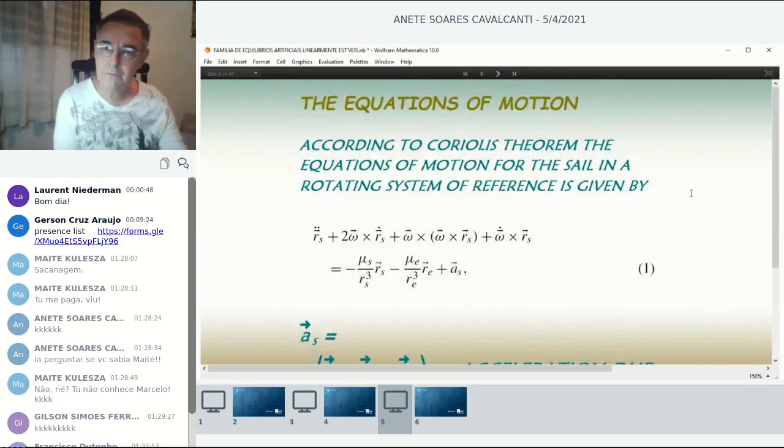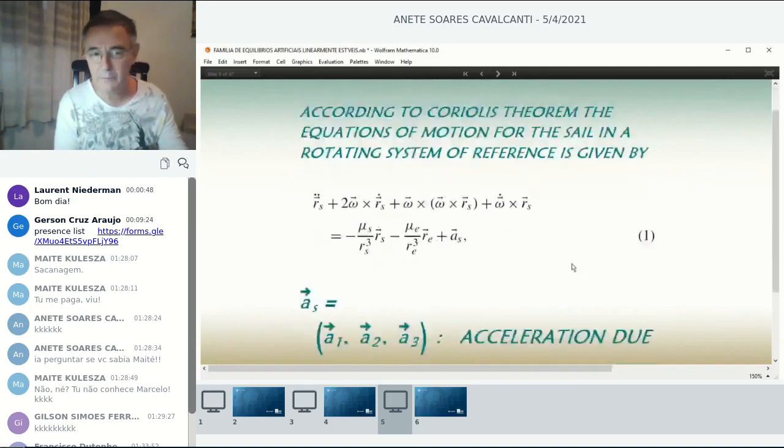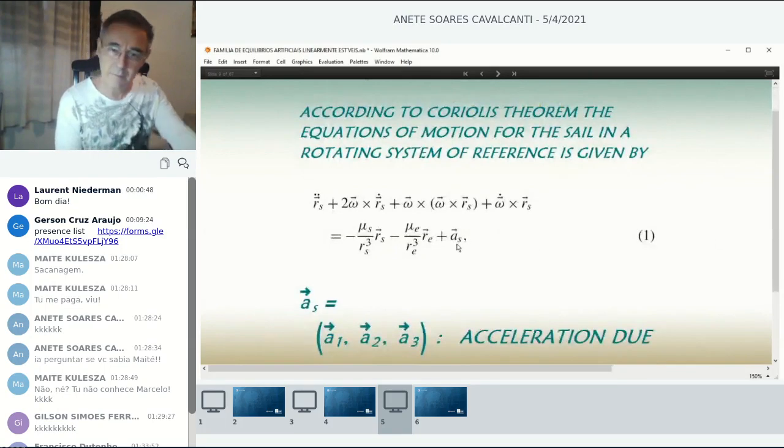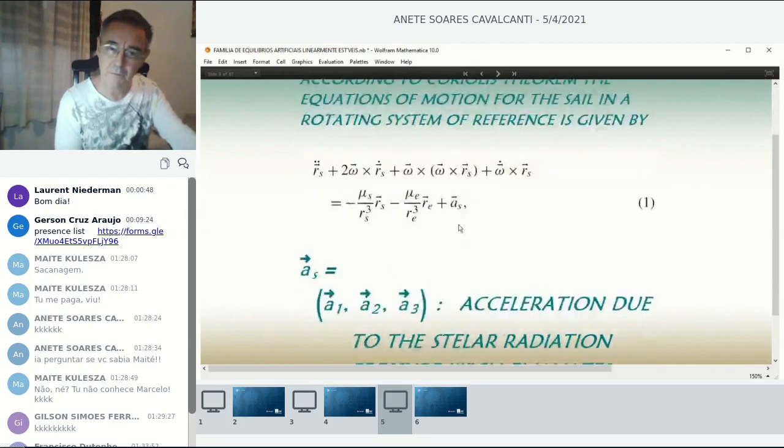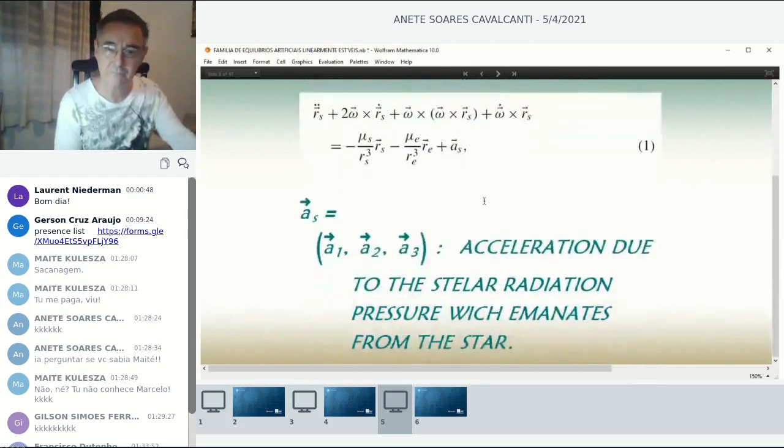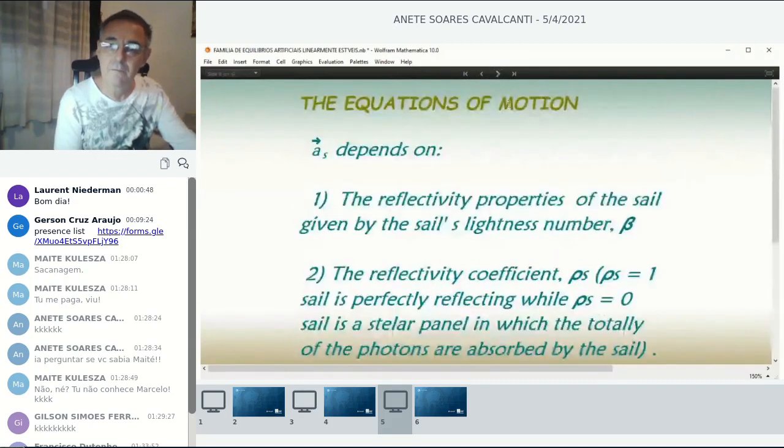Okay, so the equation of motion for the sail is given by this equation 1, all right, where we have the equations for the rotating system, and on the right-hand side, mainly we have the acceleration due to the radiation pressure. Okay, so we're going to rewrite. Let me talk about this.